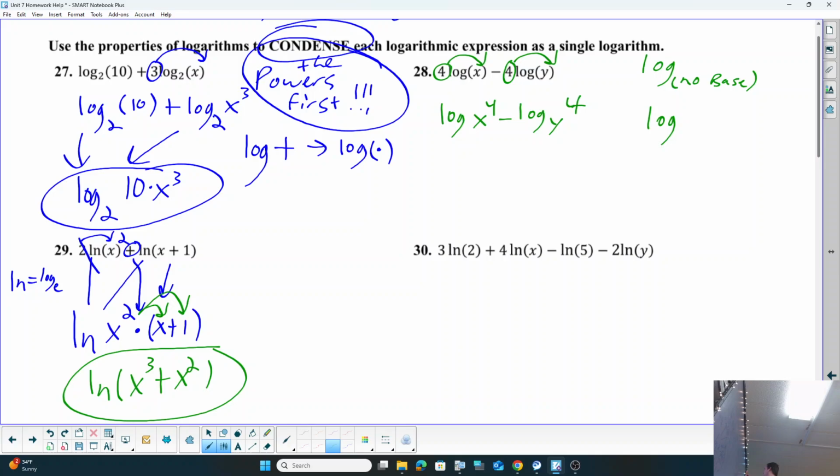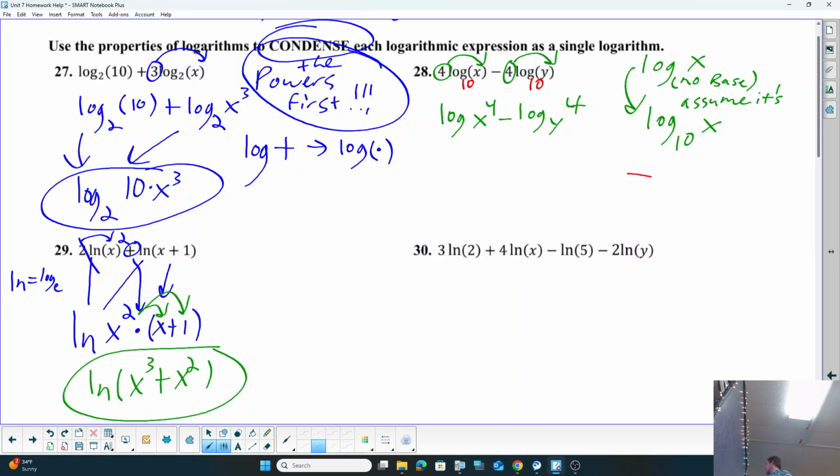And don't forget that if there's no base on a log, you have to assume it's 10. So log x is the same as log base 10. If there is no base, we have to assume that it's base 10. You don't have to write 10, we just assume it's base 10. Okay, cool. So just wanted to point that out.